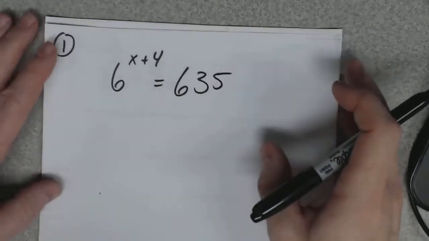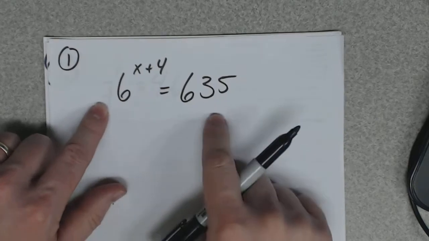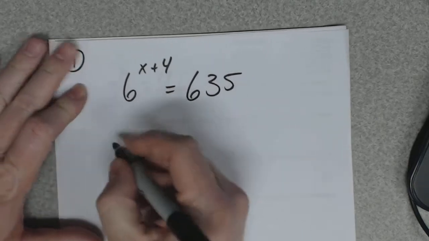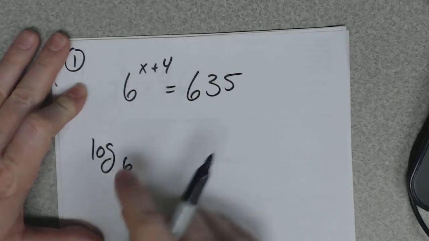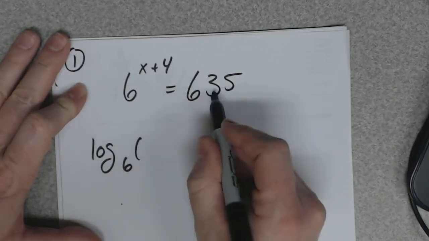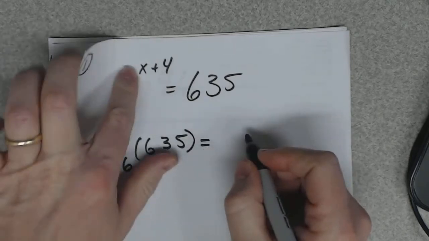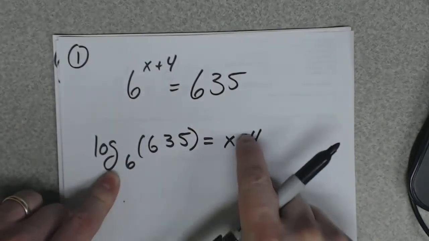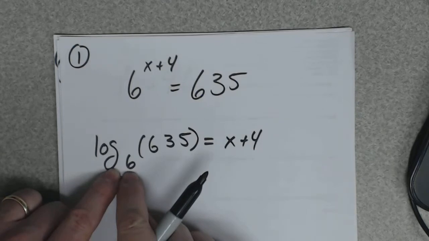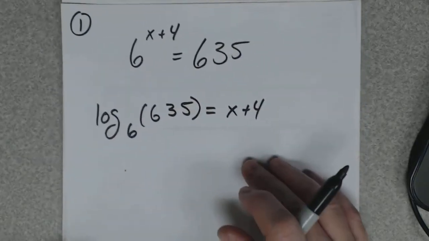Well, these questions don't work that way. So what we do then is rewrite this using logarithms. I'm just going to rewrite this in logarithmic form. Remember how logs work? Log base 6 of my answer equals the power, x plus 4. That number goes right here. Remember, it's this guy to this power equals this. So I've rewritten it in logarithmic form.